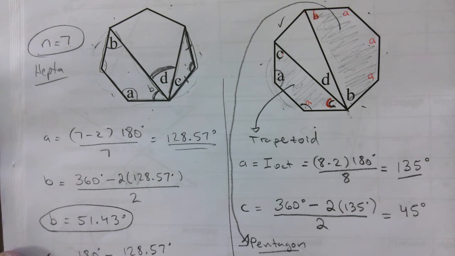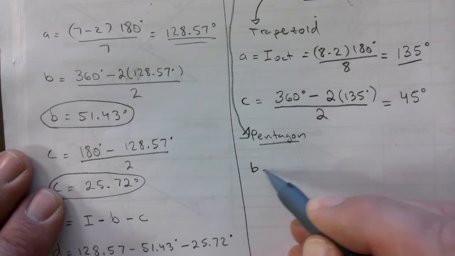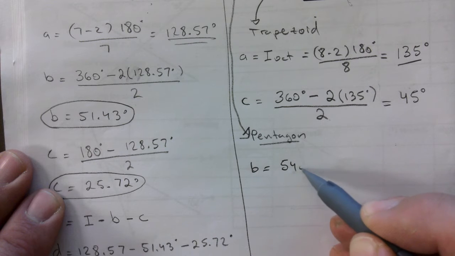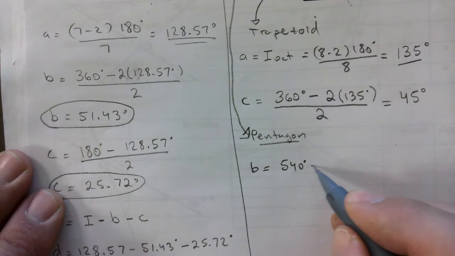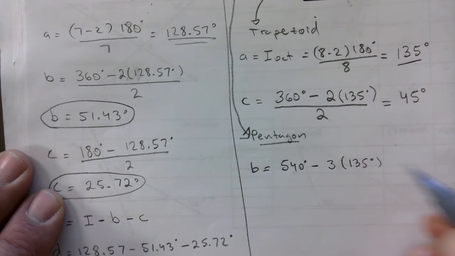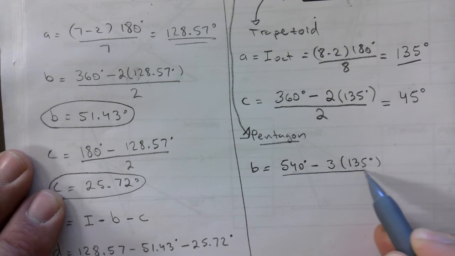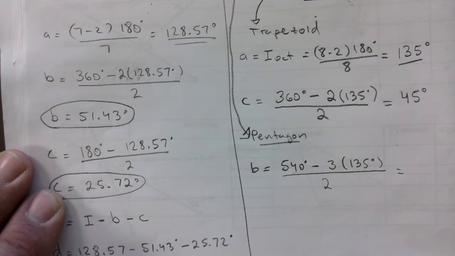So now I'm going to go and actually do the math, right? So to find B, I'm going to go 540. Why? Because that's the sum of interior angles of a pentagon minus 3 of the 135s, all of that divided by 2. 540 minus 3 times 135 divided by 2, that's 67.5.